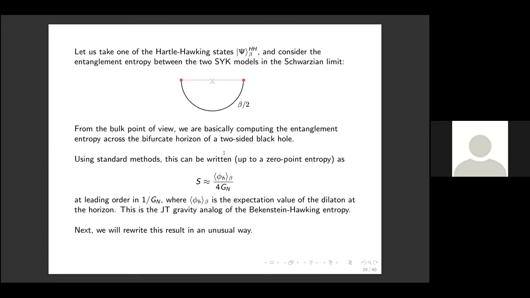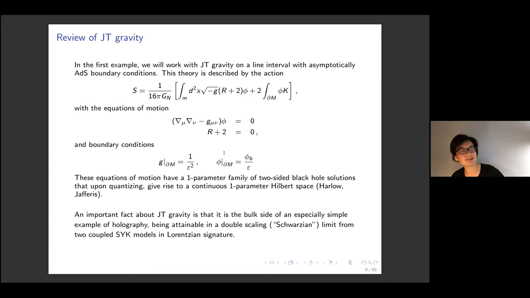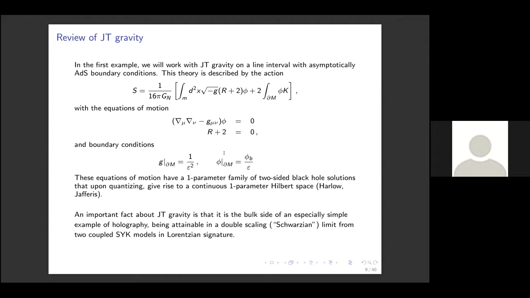Can I ask another question? Do you mind going back to the previous slide? Maybe you clarify this, in which case, just ignore it for now. But when you said there is a one parameter family of two-sided black holes, and when you say upon quantization, so you pick one such black hole and you construct a Hilbert space around that black hole solution with asymptotic boundary conditions. Is that what you mean? No, it's like every different black hole solution is supposed to correspond to a different state. So that's what I was asking. Fix the black hole, right? You construct a perturbative Hilbert space around that black hole. Is that right? So that for each black hole, you obtain a different Hilbert space and you have a one parameter family of Hilbert spaces. Is that what you mean?